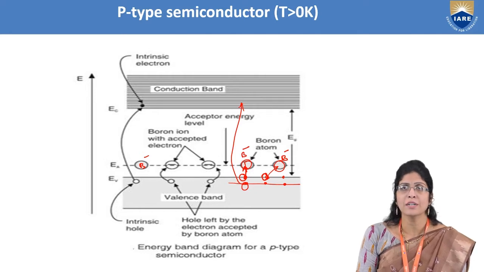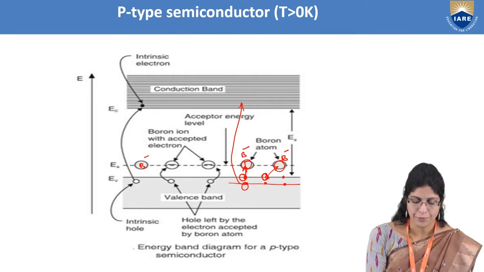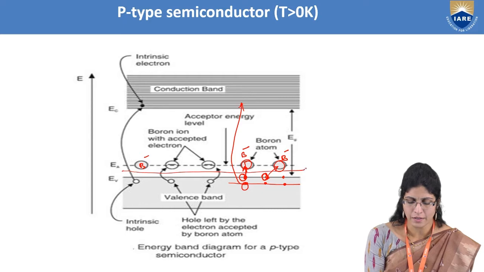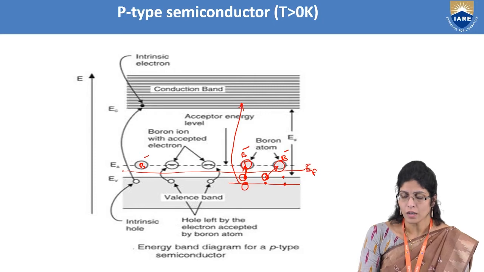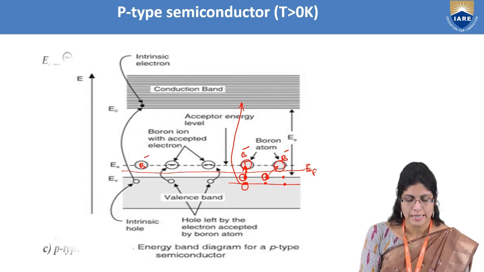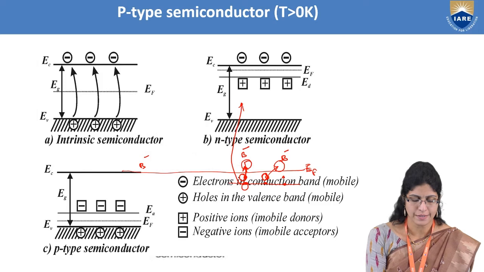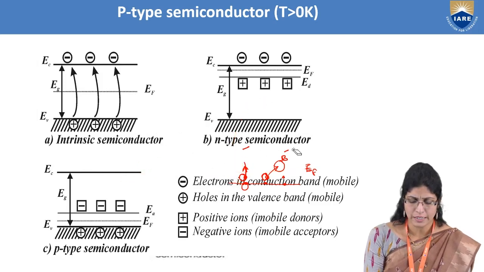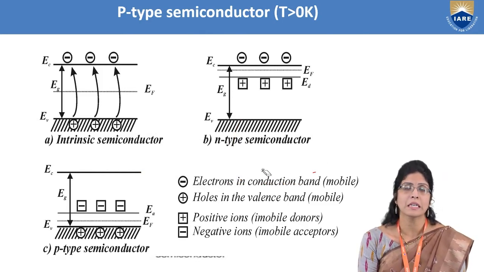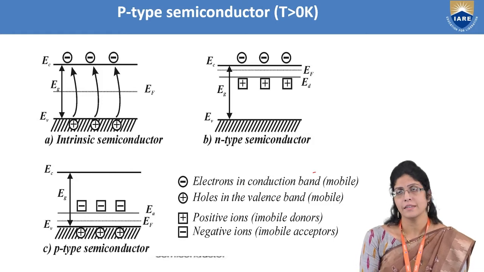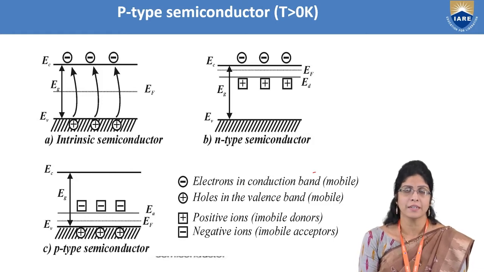So what will happen to the Fermi level? The Fermi level in the beginning is here, as the probability for the electrons to exist is here. So what will happen to it as the temperature is being raised? Let's try to understand it. Before that, let me compare what the differences are between the intrinsic semiconductor and the two types of extrinsic semiconductors.